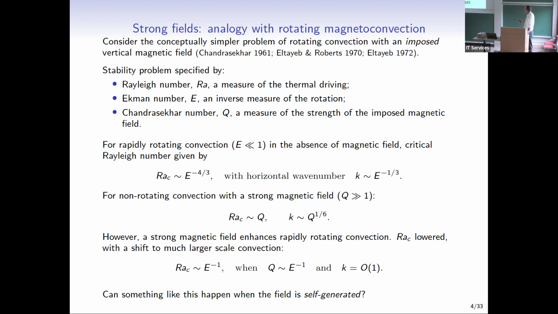You can find this in Chandrasekhar's book. It was studied by Ibrahim El-Tayeb and Paul Roberts in the 70s. There's a very nice paper, a short paper by El-Tayeb and Roberts, and a very nice longer paper by El-Tayeb covering this problem in Phil Trans in 72. So the problem has 3 dimensionless parameters: Rayleigh number, Ekman number, Chandrasekhar number.